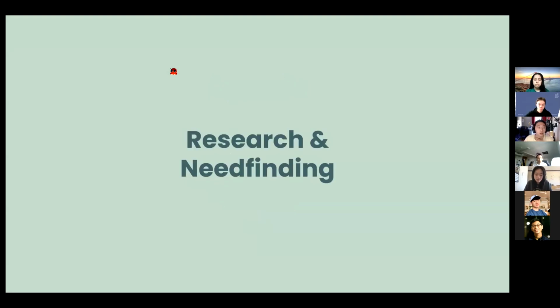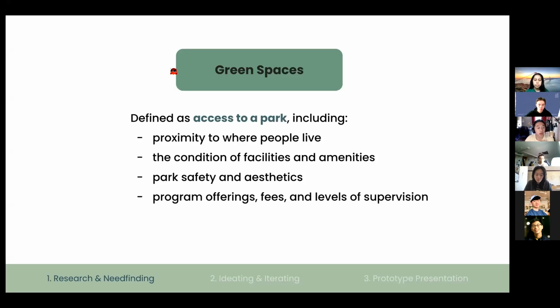So, research and need finding. After considering a variety of ways to empower underserved communities, we've arrived at the topic of green spaces. First, we want to have a concrete idea of what a green space is. So what exactly is a green space? It's defined as access to parks and nature, and your access to green spaces is affected by factors like proximity, condition of the park, safety, and aesthetics of these spaces, and any programs offered by the community.